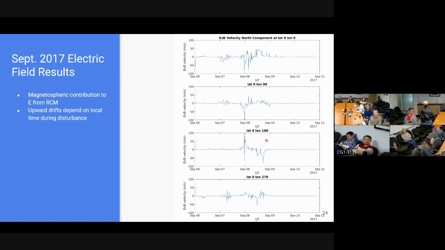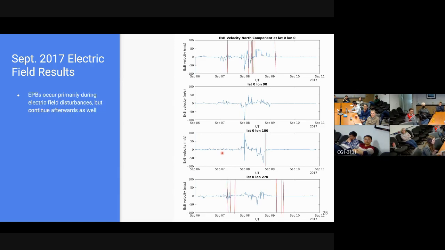And so just for a rough comparison, these are my model results from RCM. And I'm going to plot the location of the plasma bubbles. Obviously, I only have 4 sectors of longitude, so this is a very rough comparison, but just to show the timing and kind of the sector where they occurred.